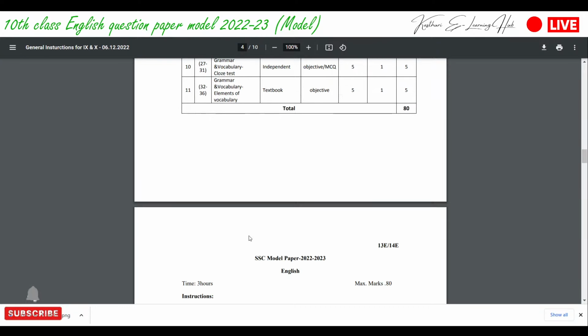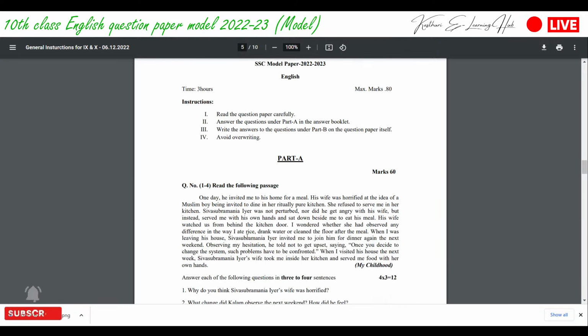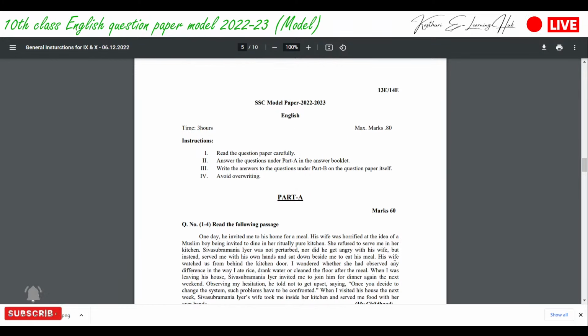Now let's get into the question paper. Here is the question paper model released by our government. Just let's have a look at this, right? So here the instructions, read the instructions carefully. Look at this. The timing is for 3 hours. Okay, and the maximum marks 80 marks. Among this, 60 marks is subjective, 20 marks objective.